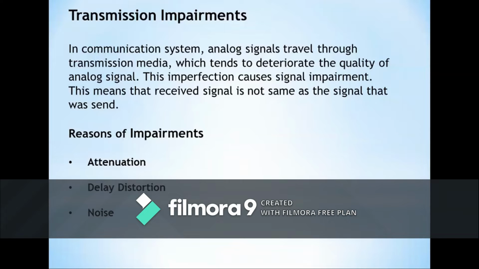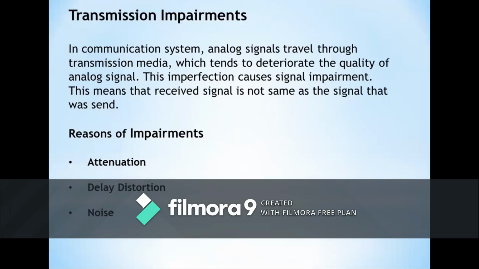Attenuation is expressed as: attenuation equals 10 log to the base 10 of P out upon P in. P in is the power at the sending end and P out is the power at the receiving end. Attenuation decides the signal strength, and hence the signal to noise ratio and the quality of the received signal.